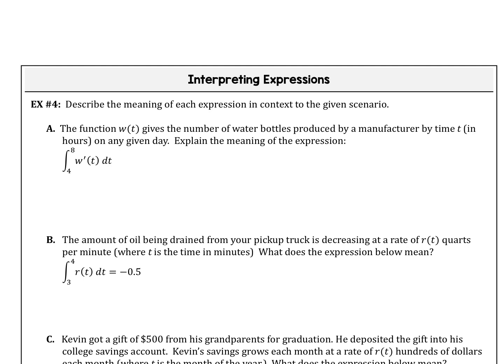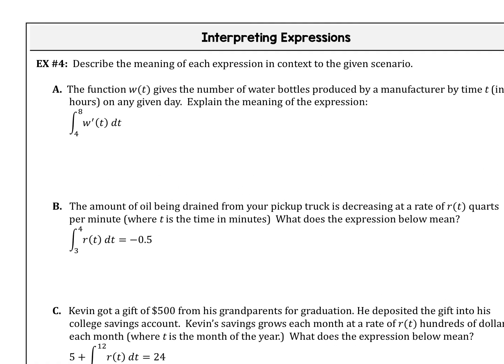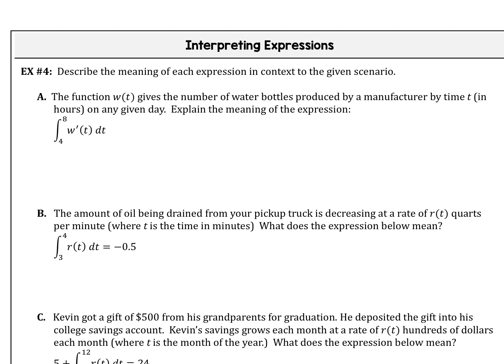Okay, in my opinion, I think this is the trickier page of things, just interpreting what the expression is telling us if we're given some sort of integral and we're given some sort of meaning behind the scenario. So if you have questions, please let me know. But the first one says we are given a function w of t that gives the number of water bottles produced by a manufacturer at time t hours of any given day. So explain what this expression is telling us. So we've got the integral from 4 to 8 of w prime of t.